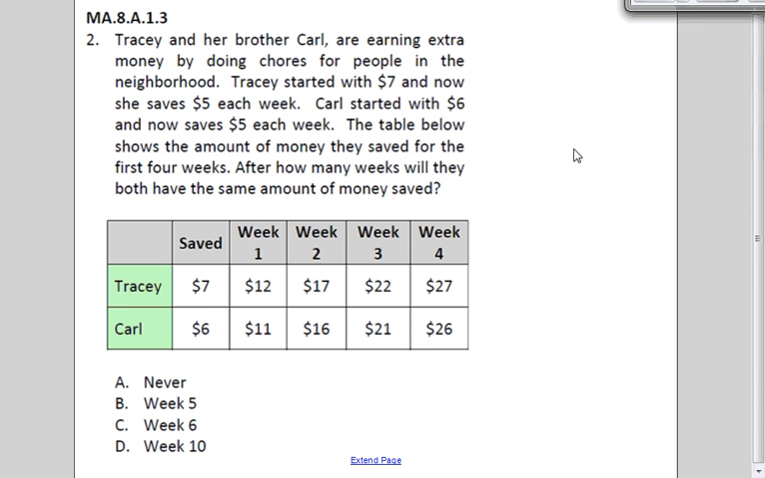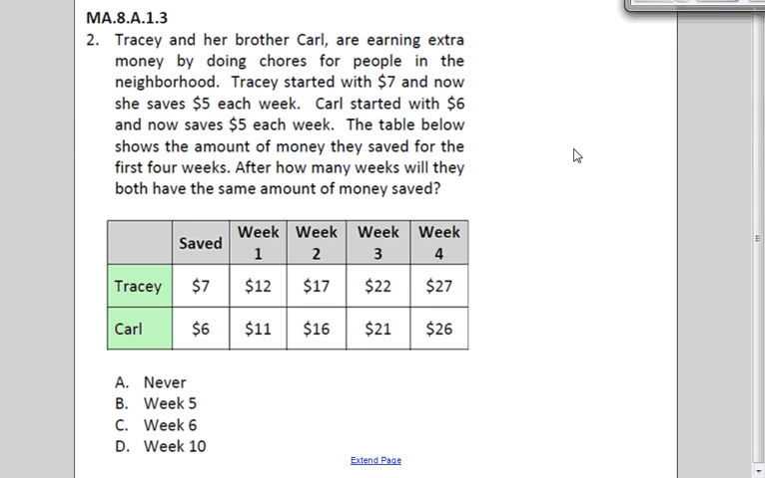Number 2, Tracy and her brother Carl are earning extra money by doing chores for people in the neighborhood. Tracy started off with $7 and now saves $5 each week. Carl started with $6 and now saves $5 each week. The table below shows the amount of money they saved for the first 4 weeks. After how many weeks will they both have saved the same amount of money?